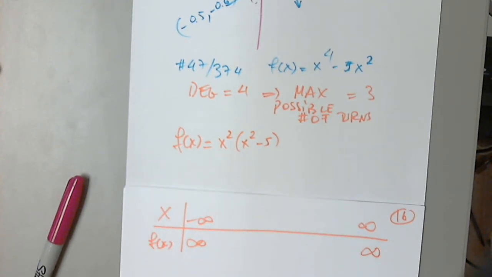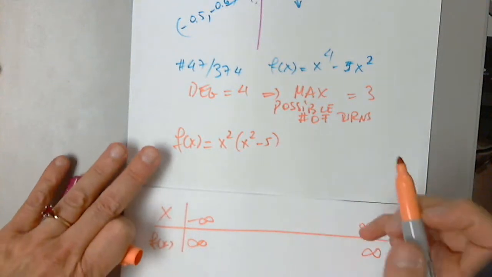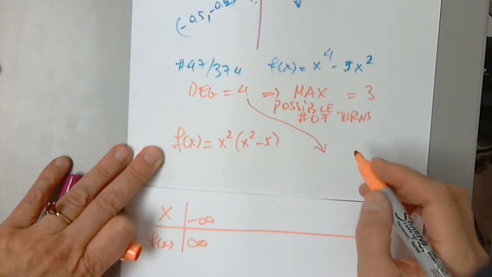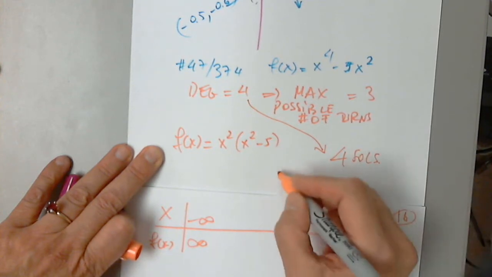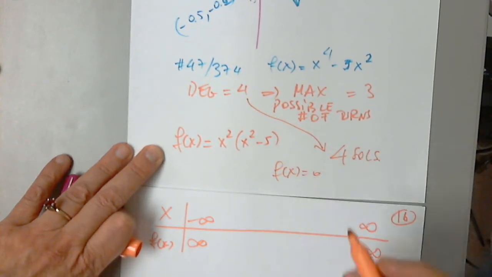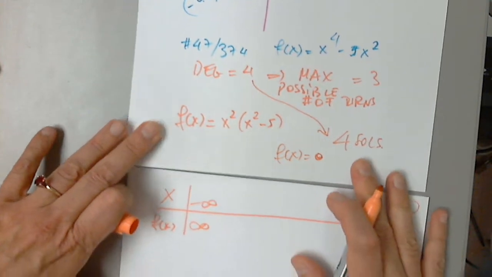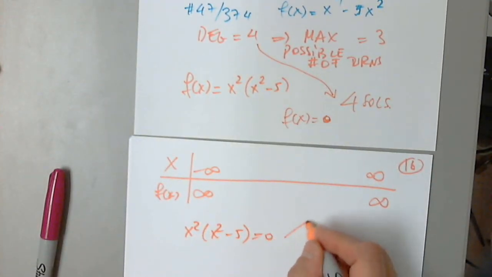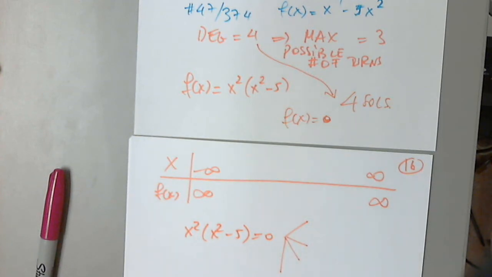Good. How many solutions? How many x-intercepts? Mandatory. 4 solutions of the equation f of x equals 0. So we have x squared minus 5 equals 0, and I want you to give me 4 solutions, even if some of them will be the same. But the square root, yes. x equals 0, x equals the square root of 5, and x equals negative the square root of 5.